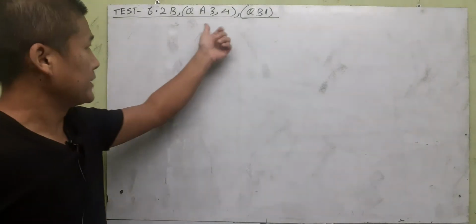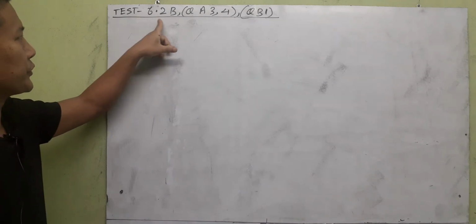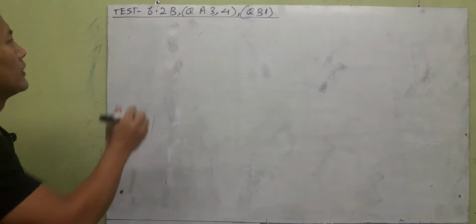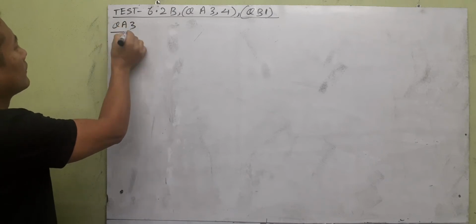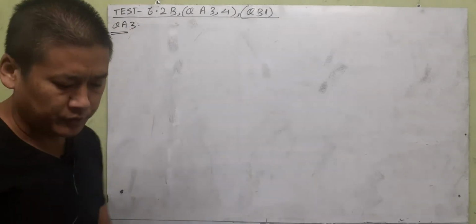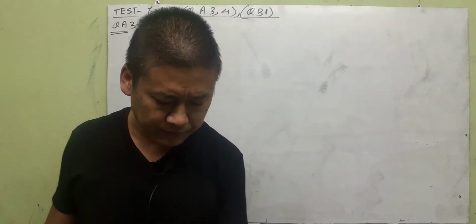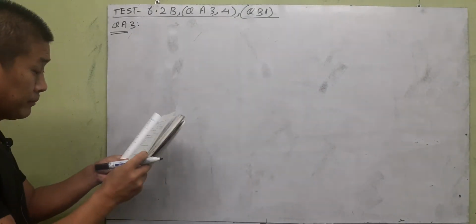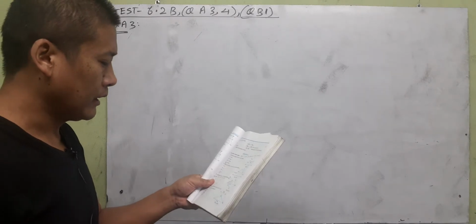Okay, so in this class, we'll discuss these three questions, which is the next test portion, 6.2B, okay? Let's start with this question A3, okay, on your textbook, page 133, okay? In the given figure, if PC is parallel to QE and BP parallel to DQ, then we have to find AB by BD.